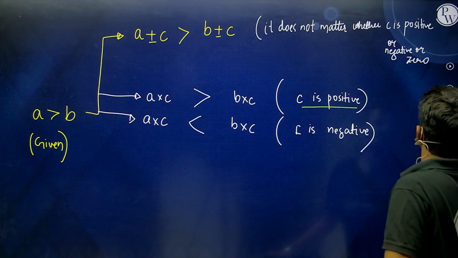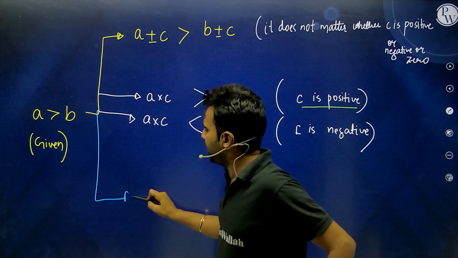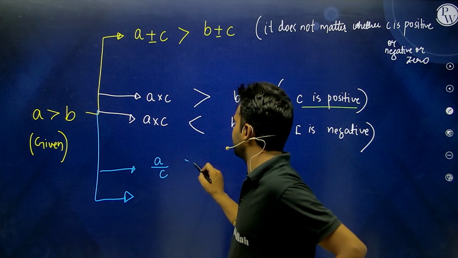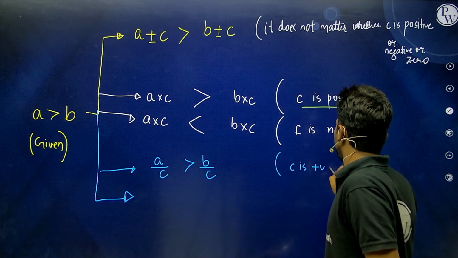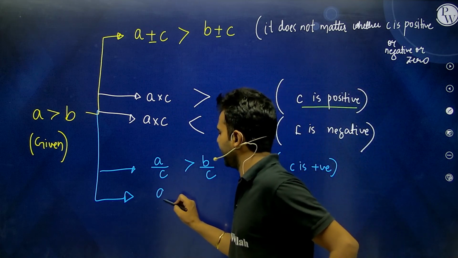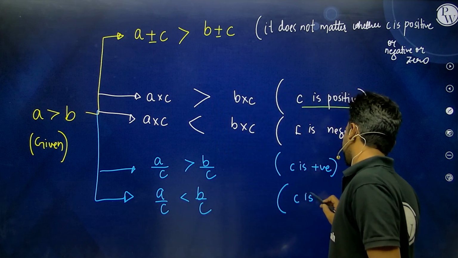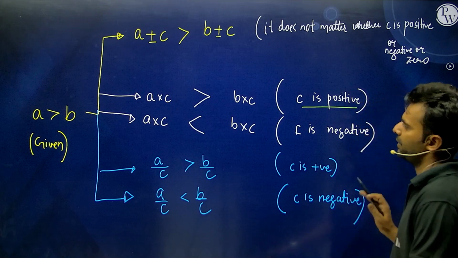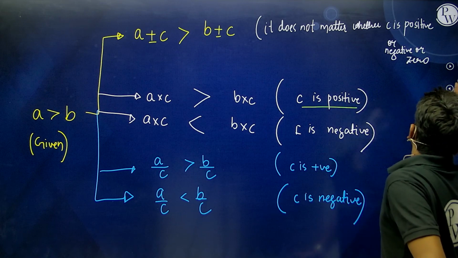Moving ahead, talking about the next thing. The same thing happens with division as well. If c is a positive number, the sign of inequality will remain the same. If c is a negative number, the sign of inequality changes. You can feel it. You can take any example and you will be able to understand. So these are a few things which every one of you must know.